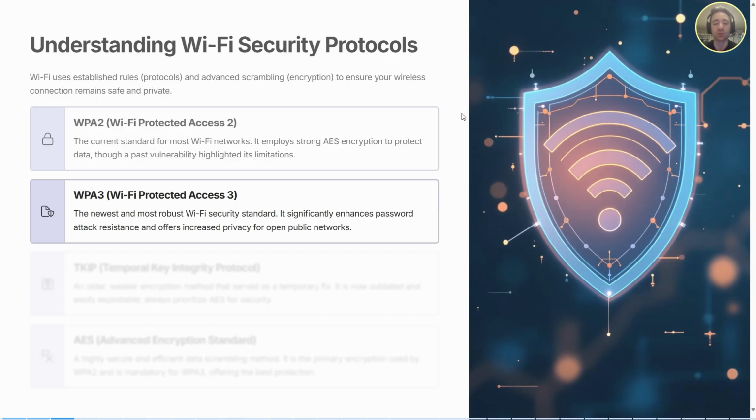So long story short, you've got two Wi-Fi protocols. WPA2 is less secure than WPA3. Functionally, that's what you need to know.